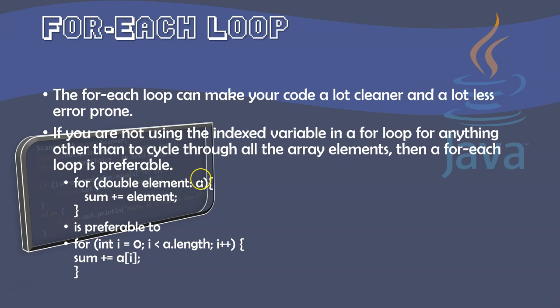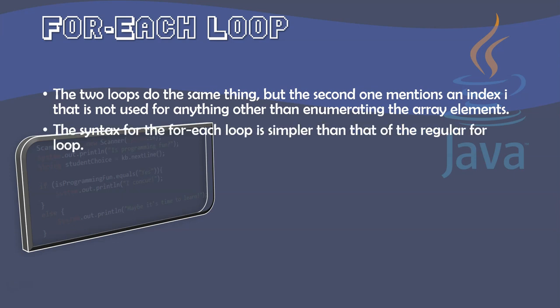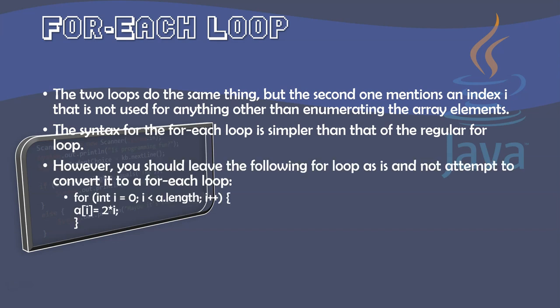Notice here we have in A, and this is element. And even though, yes, these examples show two different types, this is a double, this is an integer, both arrays are doing effectively the same thing. Now, because these two loops in principle are doing the same thing, the second one mentions an index, I, that is not used for anything other than enumerating the array elements. Therefore, the syntax for the for each loop is a lot simpler than that of the regular for loop. However, you should leave the following for loop as is and not attempt to convert it to a for each loop.